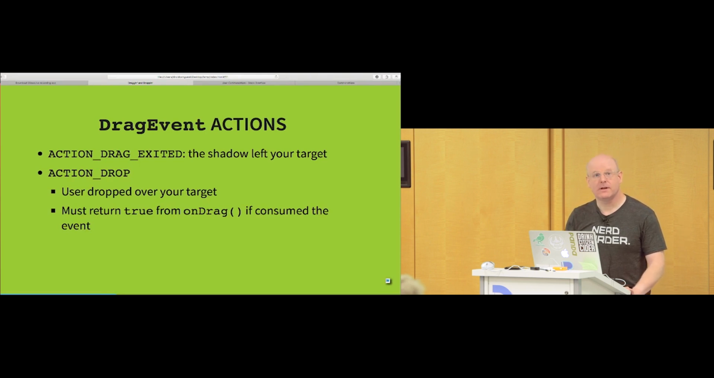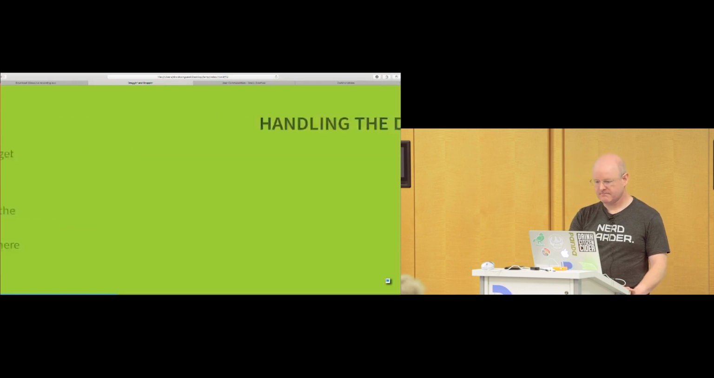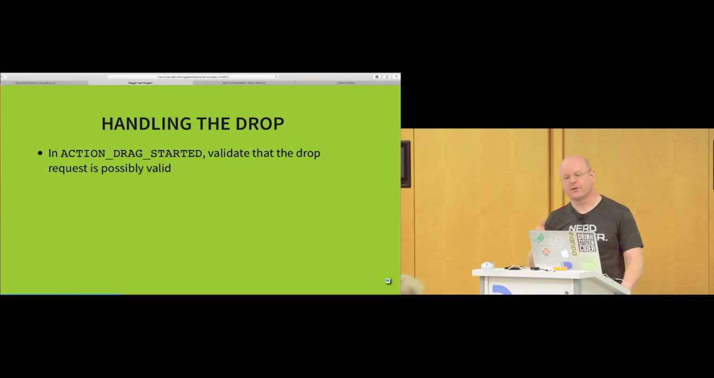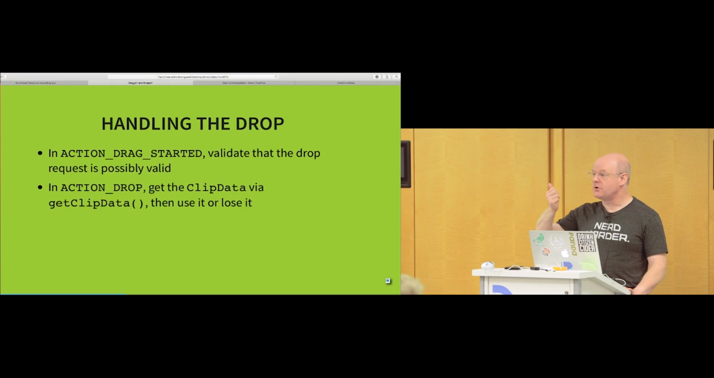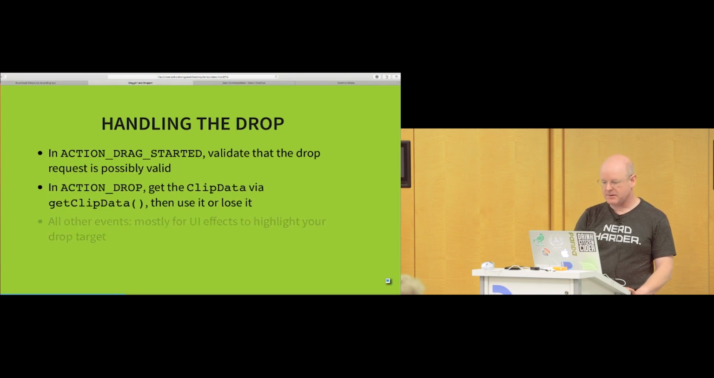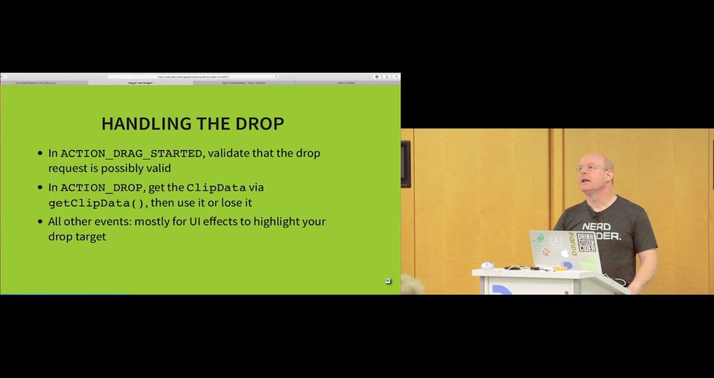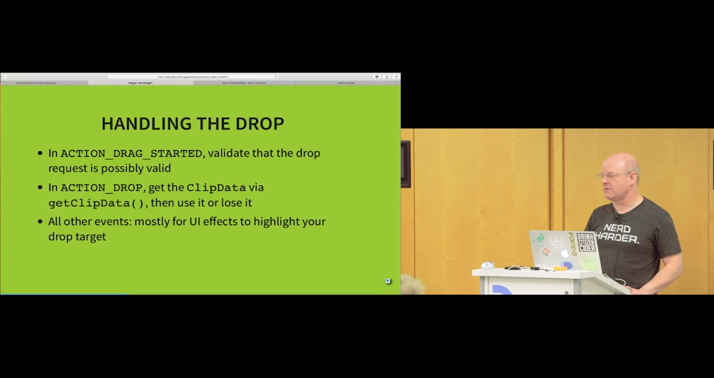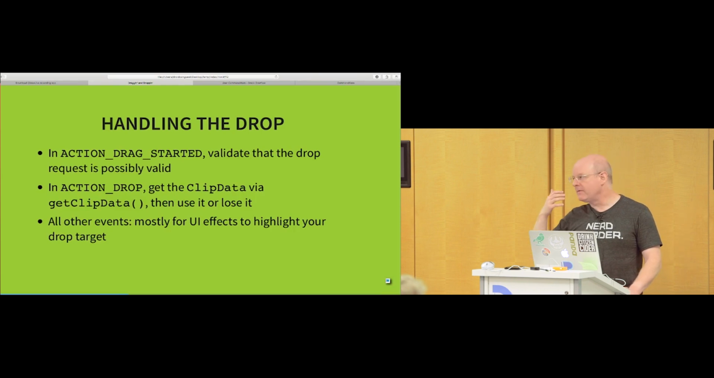Action drag ended, you'll get that event when the drag and drop operation is over, including if the user dropped over some other drop target, so your drop target can unwind anything that it may have done in action drag started. And so overall, in action drag started, you're going to validate that the drop request is possibly valid for you. In action drop, you're going to do the real work related to the drag and drop. And for all those other events, if you pay attention to them, that's mostly for rendering purposes. So you can highlight your drop targets in one form or fashion and give the user some clues that this is a place that is worthy of attempting to drop as opposed to arbitrary spots in your UI.